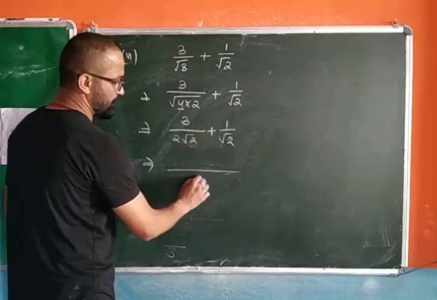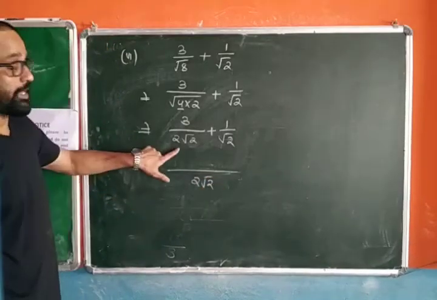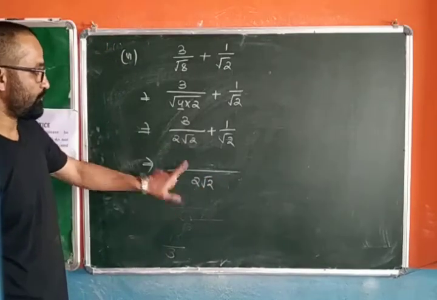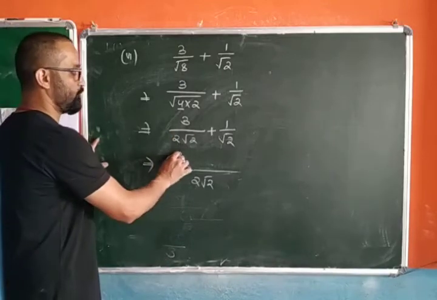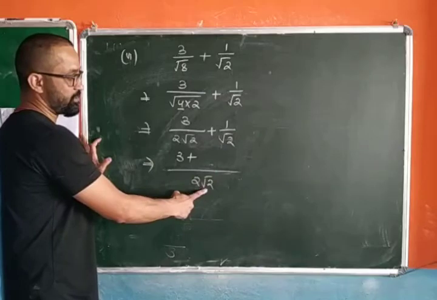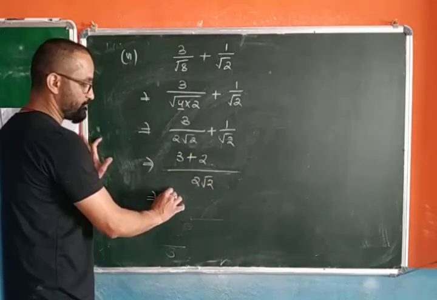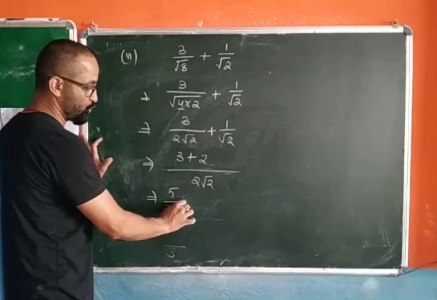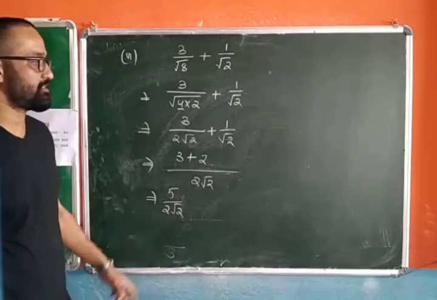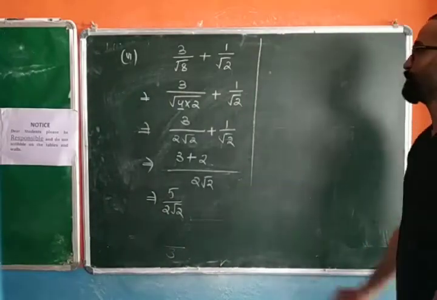I am doing directly. 2 root 2 is the LCM. So when you divide, we get 1, you get the answer as 3. Root 2 divides this, you get 2. 2 into 1 is 2. Add it up, you get 5 divided by 2 root 2. You can rationalize this. Or the second step can be solved this way.